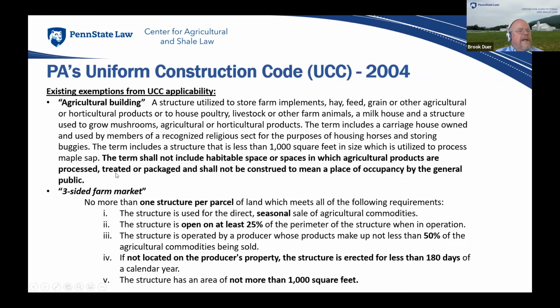However, this bold sentence is where all the sticking point comes in. The term shall not include habitable space or spaces in which agricultural products are processed, treated, or packaged, and shall not be construed to mean a place of occupancy by the general public. And there you have it. I can't tell you how many clients I've had, distressed ag operations or farmers, where this is the phone call that you have with them. Explaining to them that if you're inviting the public into the building to occupy it in any way, shape, or form, that is not an agricultural building.